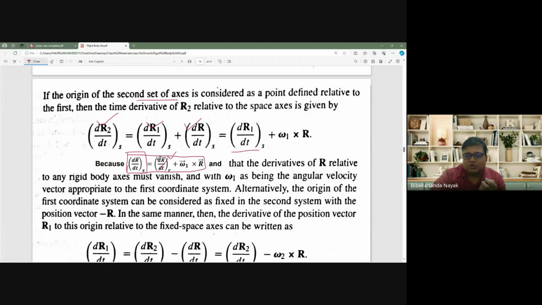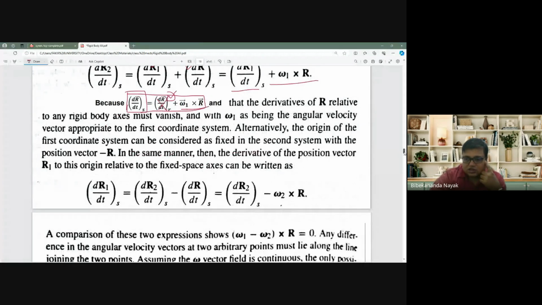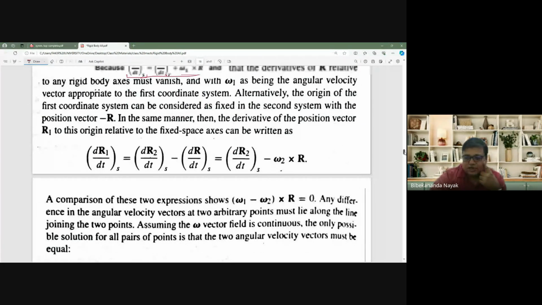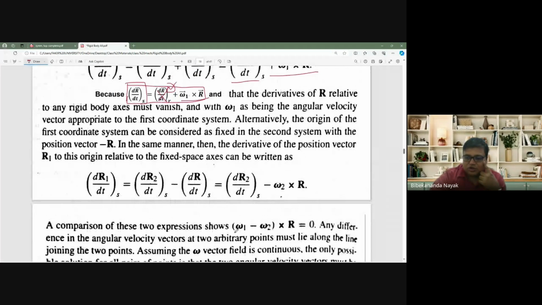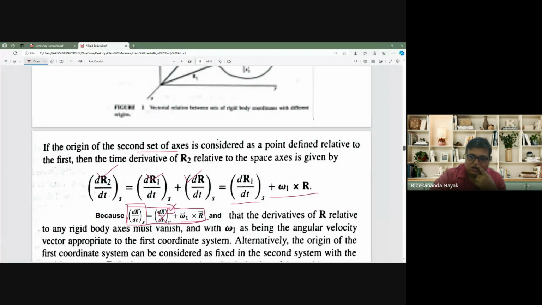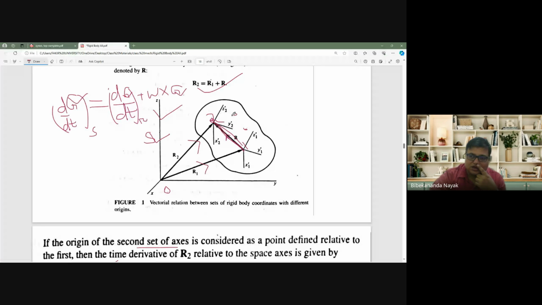So we only find omega cross r. That means dr by dt in the space frame is dr by dt in the body frame plus omega cross r. You have to remember this. But here we proved that omega 1 and omega 2 are the same. That means the body is rotating with a constant angular velocity. Whatever point you take as the reference point, we assume the body is rotating with the same angular velocity omega, independent of the reference point.